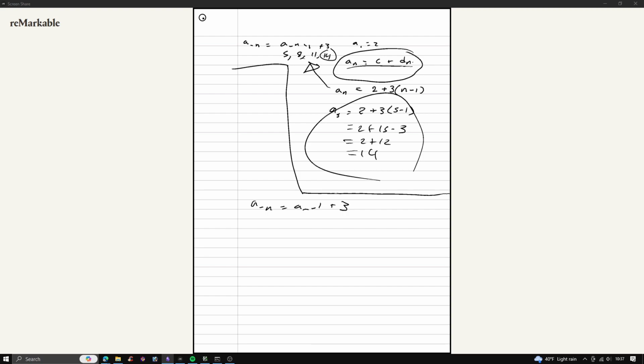First approach is just sort of looking at, which is sort of what they were having us do, right? It's sort of looking at the change in n, right? Like a of 1 is equal to 2, right? And a of 2 is equal to a of 1 plus 3. And a of 3 is equal to a of 2 plus 3.